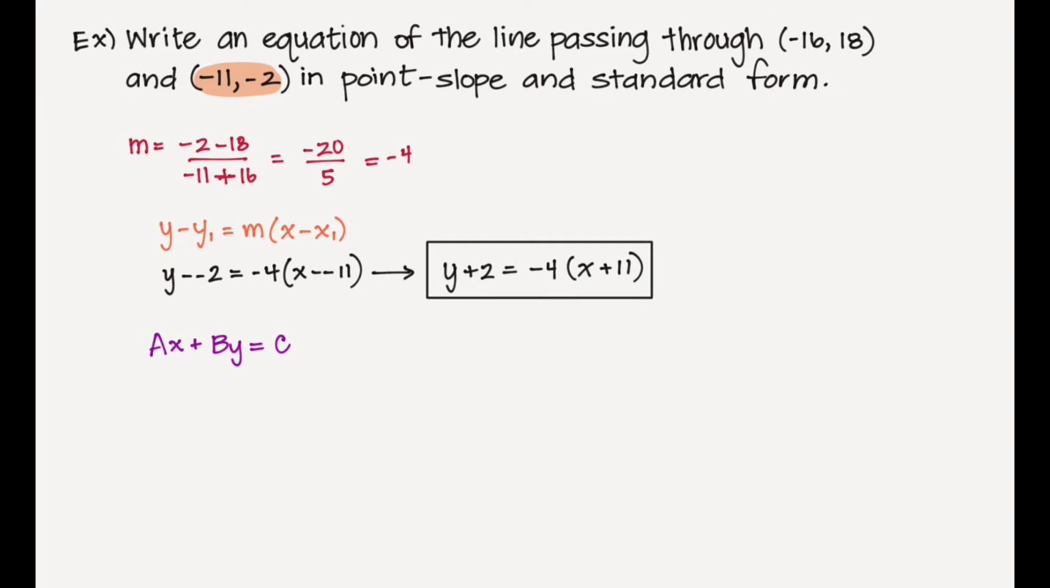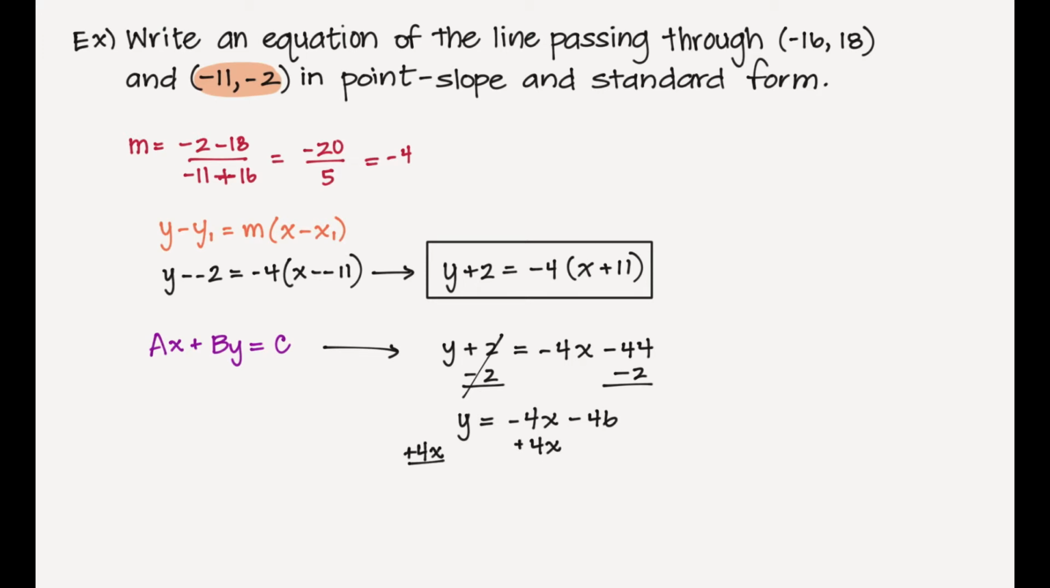All right, so now that we have our equation in point slope form, we just need to rewrite it so it is in standard form. We're going to multiply that negative 4 to get rid of the parentheses. So that leaves us with negative 4x minus 44. I can go ahead and subtract 2 from both sides of my equation, and I'm left with y equals negative 4x minus 46. I'm going to add 4x to both sides, and then we'll be done. 4x plus y is equal to negative 46, and that's it.